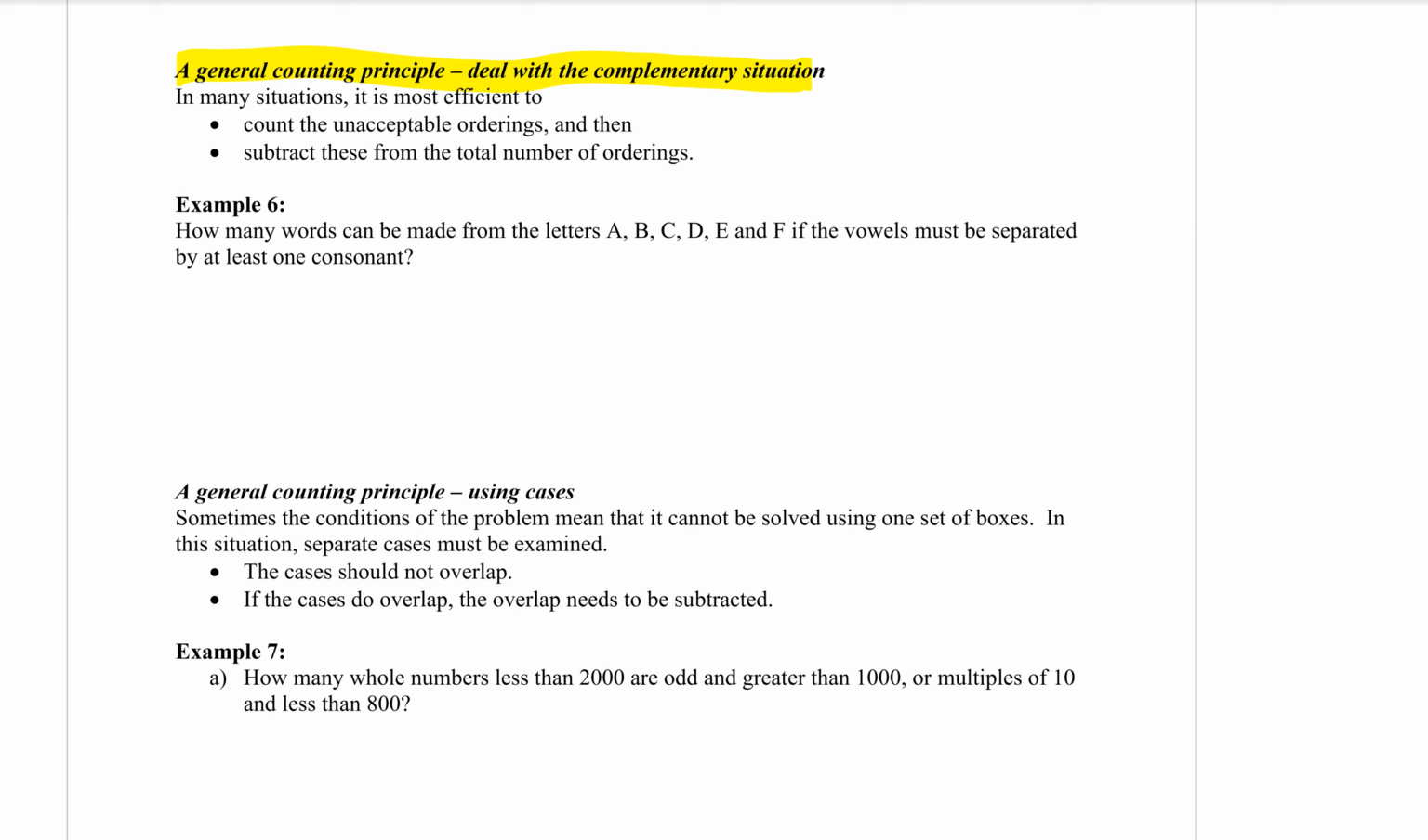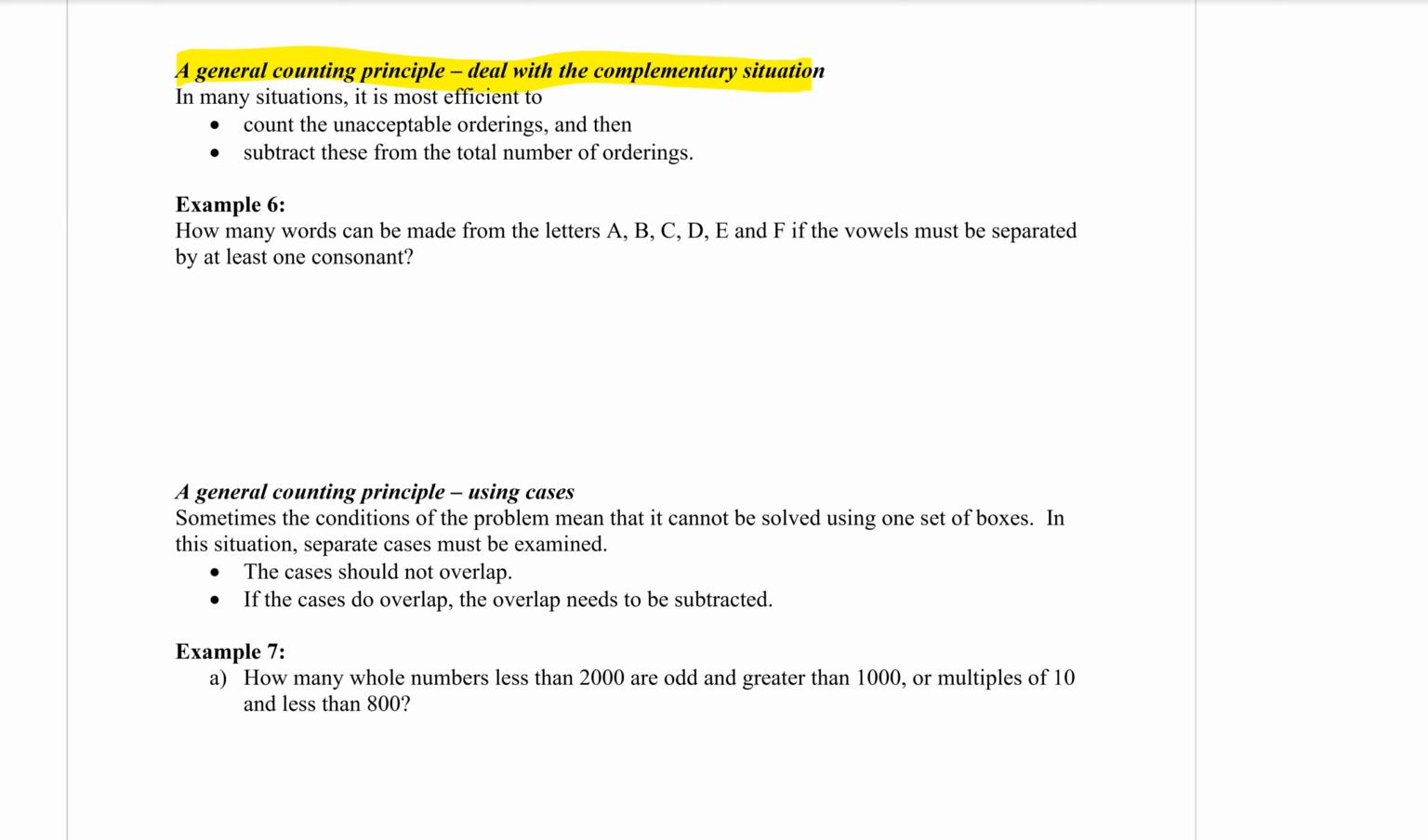So example 6. In how many ways can words be made from the letters A, B, C, D, E, and F if the vowels must be separated by at least one consonant? Okay, so that's where the trick comes in. There's 2 vowels there, right? We don't know if they're separated by 1 consonant, 2 consonants, 3 consonants, and there's a lot of different options that we could do there.